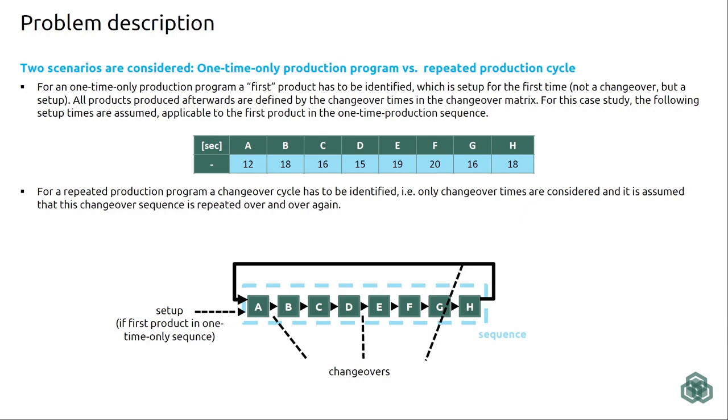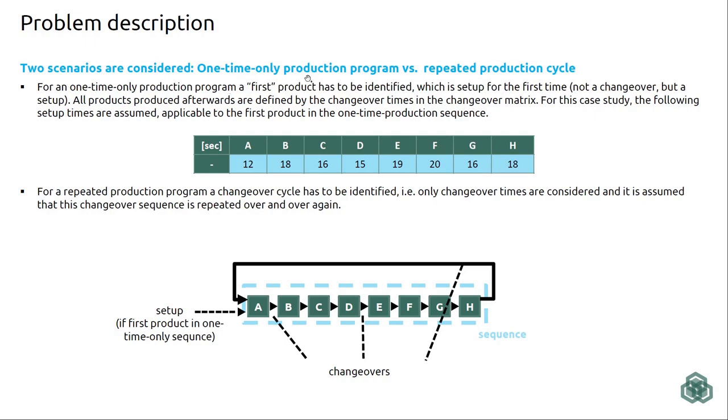And another sub-problem would be a one-time only production program, and in that case you would assume that each product type is only produced once. So the first product type in the sequence is defined by a setup time and not a changeover time. So there are changeover times and there are setup times, and they can differ. A setup is basically the machine is in its base state, and then you're setting it up to produce the respective product type. That differs from a changeover, since a changeover is changing the machine from one product type to another.